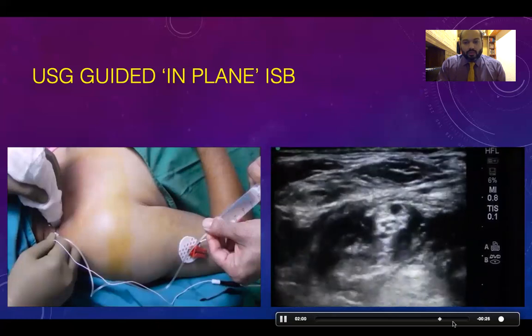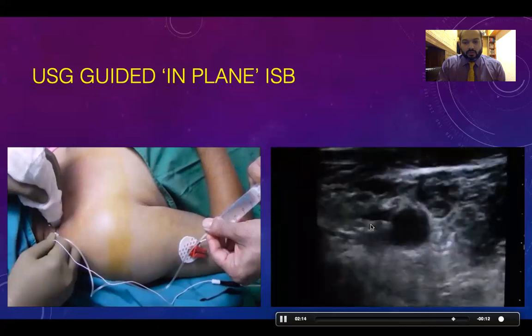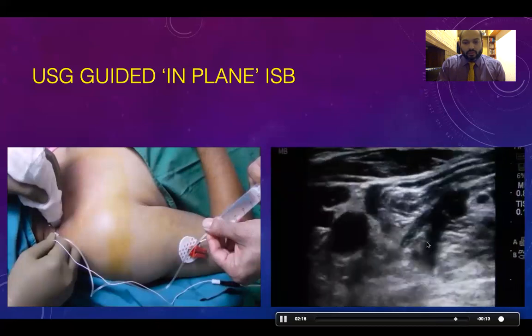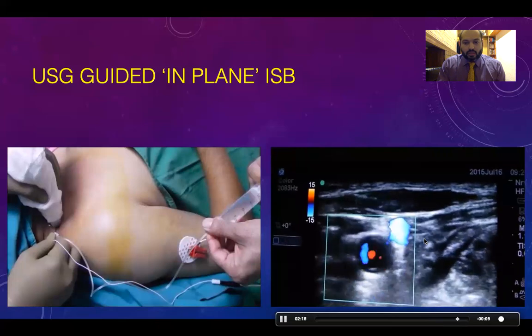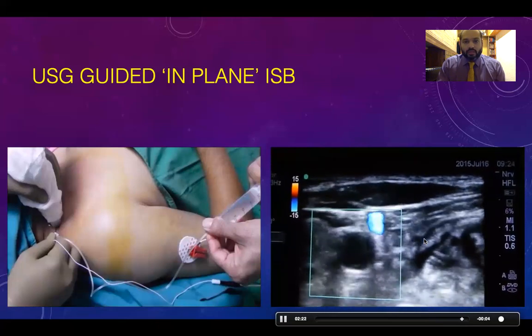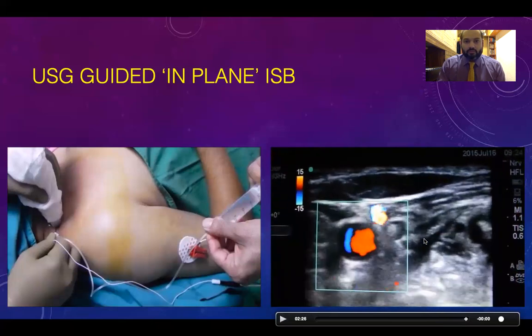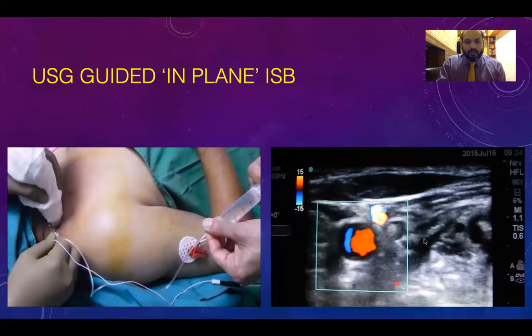Now, if you see the vascular structures which are present, you can see the carotid artery. You can see the internal jugular vein. So this area is highly vascular. So one has to be very careful while injecting the drug. Keep aspirating after every 2 to 3 ml of drug. Give small aliquots of drug while injecting. Now this is in-plane technique.